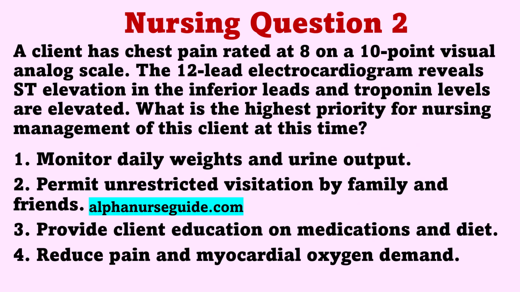A client has chest pain rated at 8 on a 10-point visual analog scale. The 12-lead electrocardiogram reveals ST elevation in the inferior leads and troponin levels are elevated. What is the highest priority for nursing management of this client at this time?